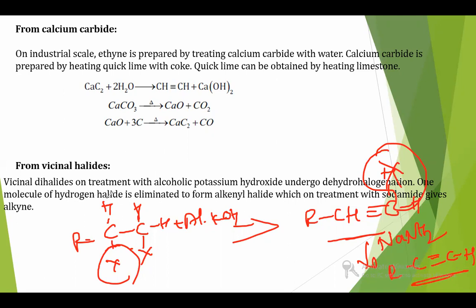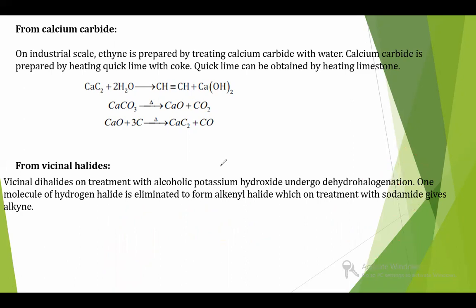So this is called vicinal dihalide. Vicinal dihalide is treated with alcoholic potassium hydroxide. Then hydrogen and halogen get eliminated, which is dehydrohalogenation. One hydrogen and one halogen get eliminated. Then we get alkynes with sodamide, NaNH2. NaNH2 is called sodamide: amide is NH2, Na is sodium. Okay, we'll see the chemical equation.